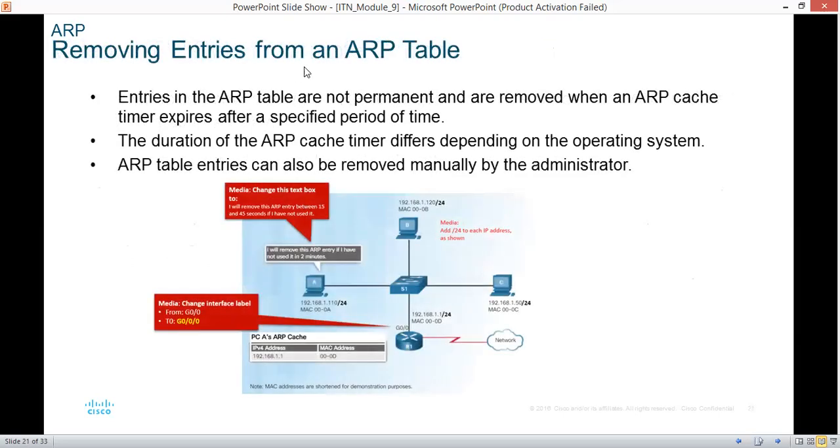Now, removing entries from the ARP table. Entries in the ARP table are not permanent. Remember, they are just temporary memory. They are removed when an ARP cache timer expires after a specified period of time. So it takes a while, then the cache is cleared and it builds up again. The duration of ARP cache timers differs depending on the operating system. ARP table entries can also be removed manually by the administrator.